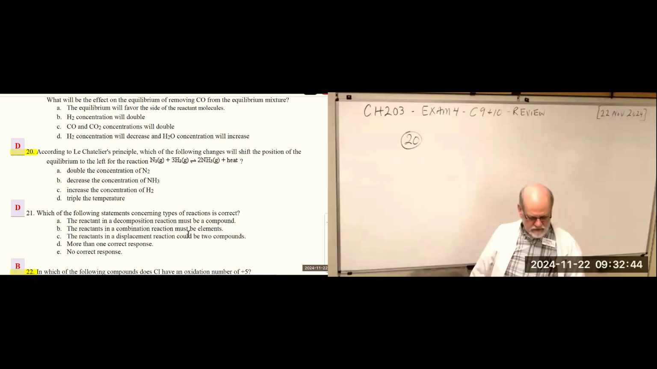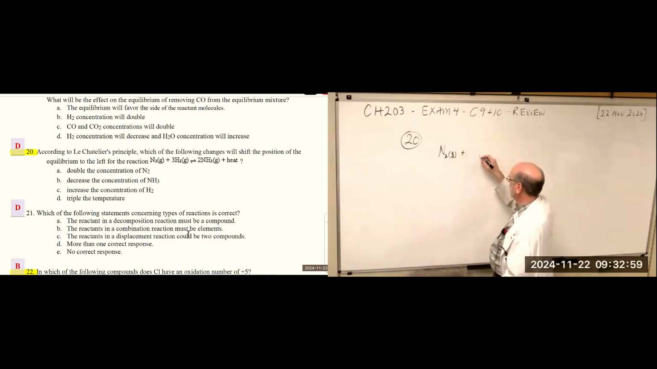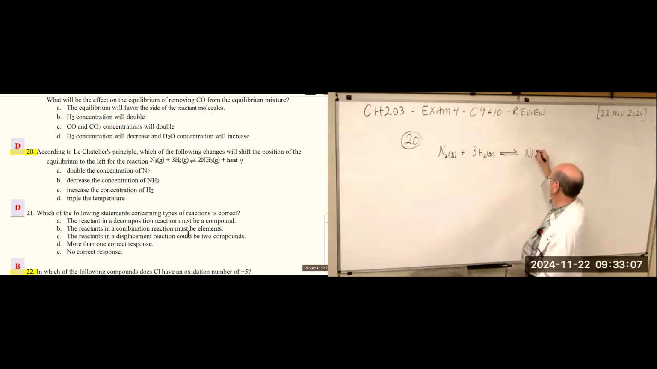Oh, there's our Haber equation. According to Le Chatelier's principle, which of the following changes will shift the position of the equilibrium to the left for this reaction? All right, so Fritz Haber got nitrogen and combined it with hydrogen. Yep. 3 hydrogens in equilibrium with ammonia.